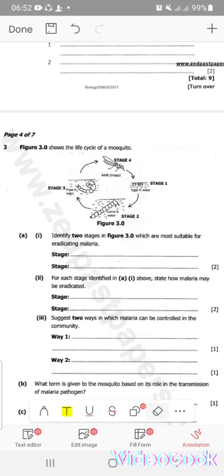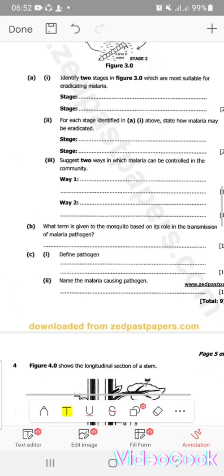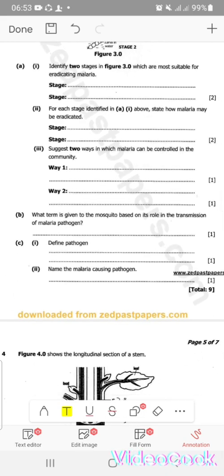Then at stage 4, malaria can be eradicated by one, killing the mosquito by using insecticide. Then you can also eradicate malaria by sleeping under a treated mosquito net. Okay, and many more. So we go to the next part. We go to question B. Question 3, Roman number 3. Suggest 2 ways in which malaria can be controlled in the community.